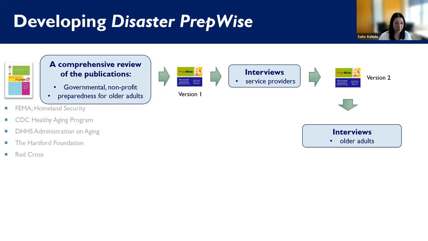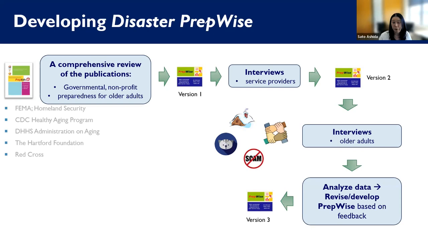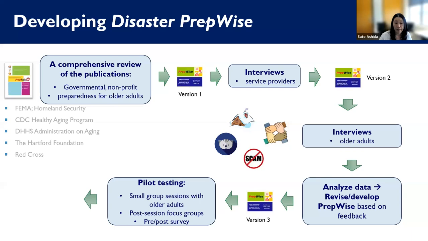We conducted in-depth interviews with those older adults to identify additional topics that need to be addressed, for example, obtaining support during and after disasters, avoiding becoming a victim of scams, or preparing their pets. After incorporating their suggestions, we took the final version to pilot test through a series of focus group interviews and also a pre and post survey before and after they participated in the program.